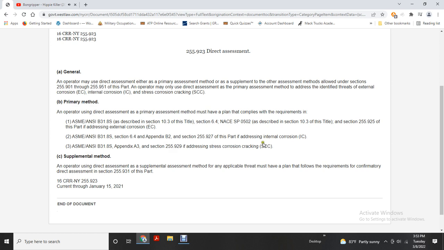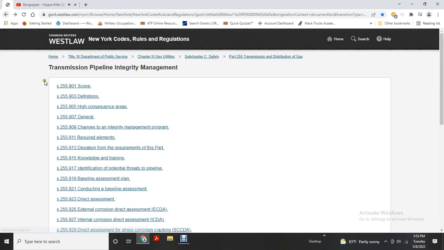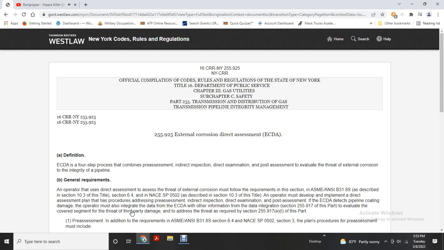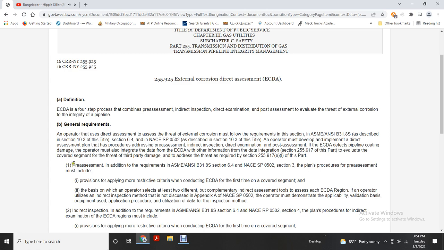Supplemental method: the operator uses the direct assessment, supplemental assessment of the applicable threat. It must meet the following requirements in conformity with the direct assessment, Section 255.931 of this part. That was direct assessment. External corrosion direct assessment has four steps combined: pre-assessment, indirect inspection, direct examination, and post-assessment, to evaluate the threat of external corrosion to the integrity of the pipeline.